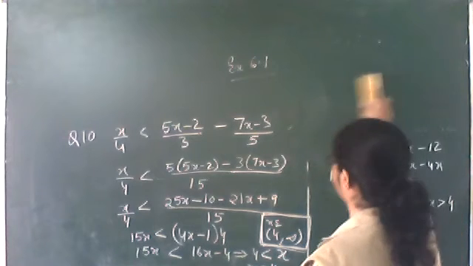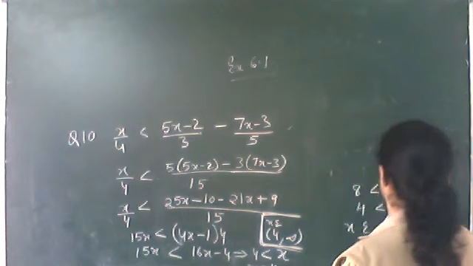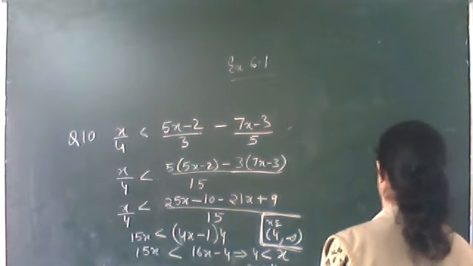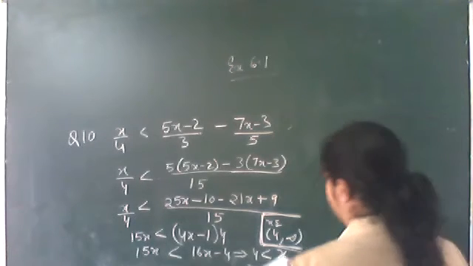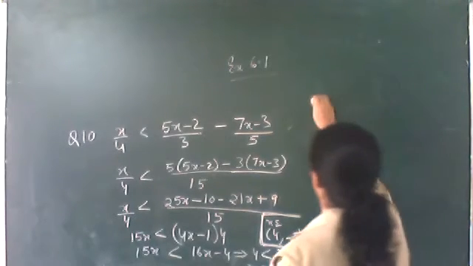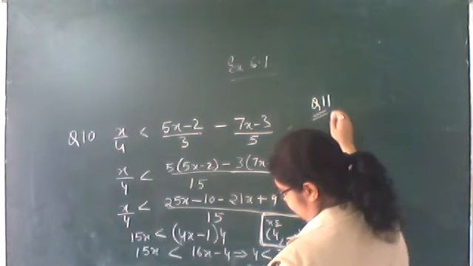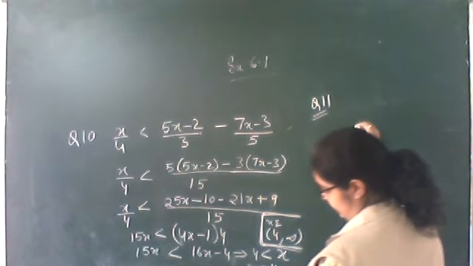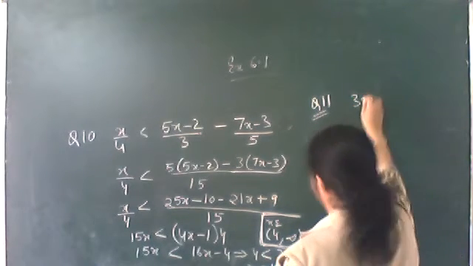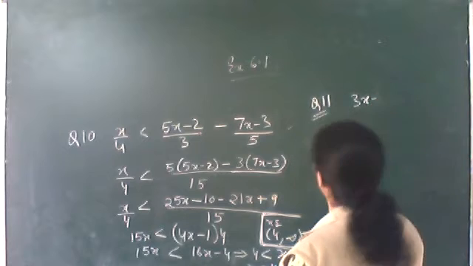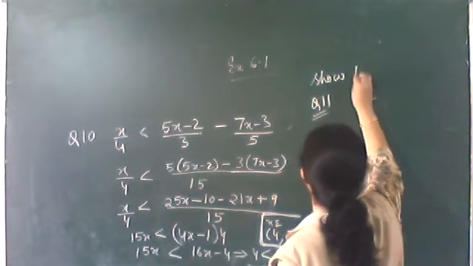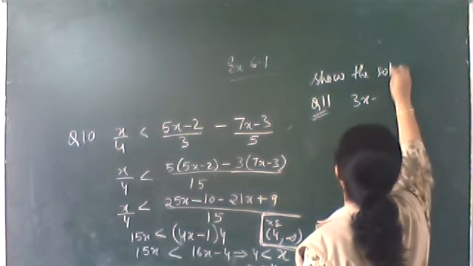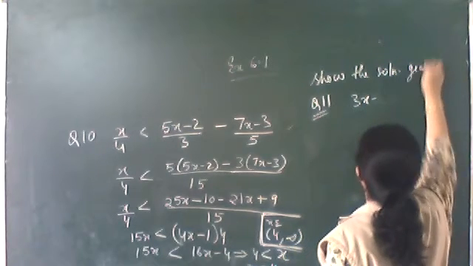Then come to question number 11. Question number 11 is 3x minus... Now from here you have to show the solution on the number line. Show the solution. They are saying graphically.